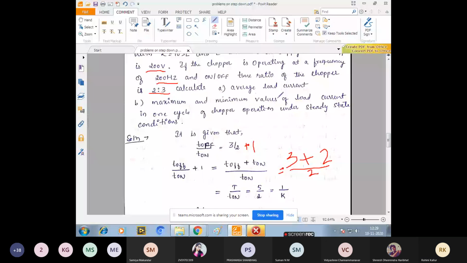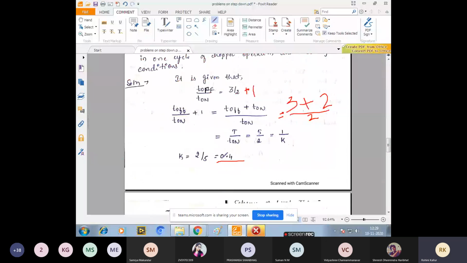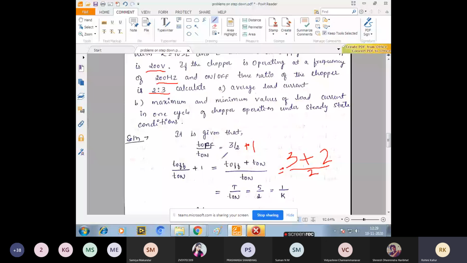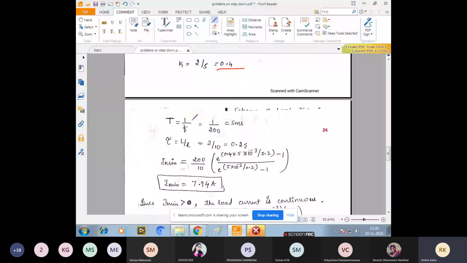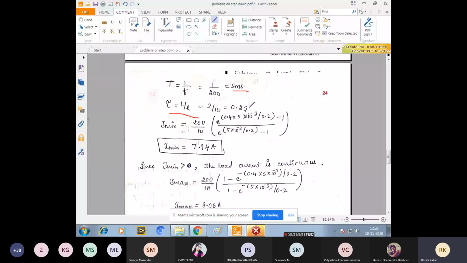So then with this K value, and I know what is the frequency, I'll calculate what is the total time period T. So T is equal to 1 over F, that is 1 over 200, which is 5 milliseconds. Okay. Then I'll calculate the time constant tau, that is L divided by R. L is 2 and R is 10. So the value is 0.2 seconds. So this is the total time constant.